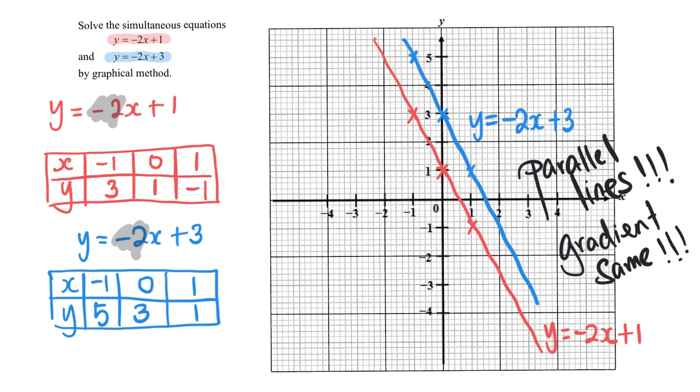And this tells me something. They will never meet each other, meaning there will never be a situation where the lines cross each other. And therefore, when you see parallel lines, there is no solution. So that is the case for parallel lines. Let's move on to the last scenario.